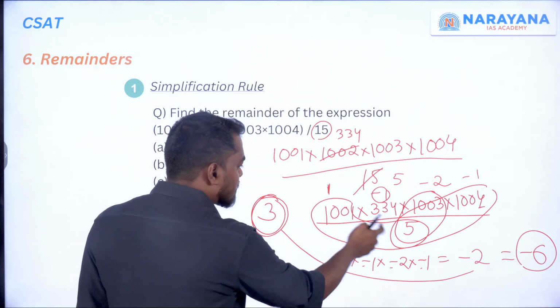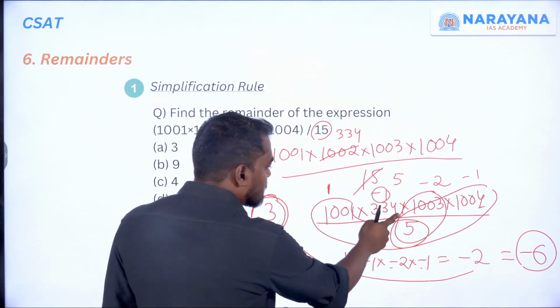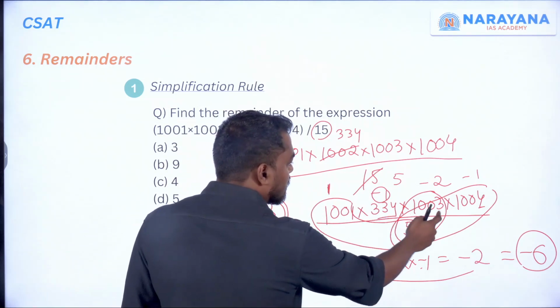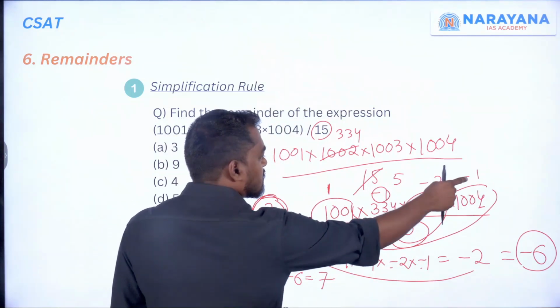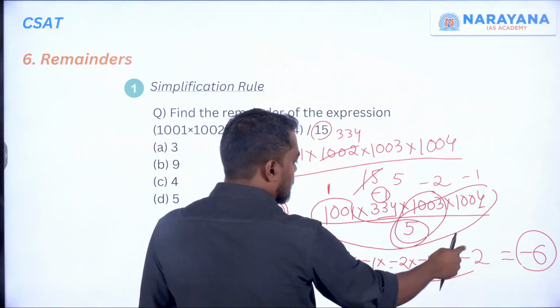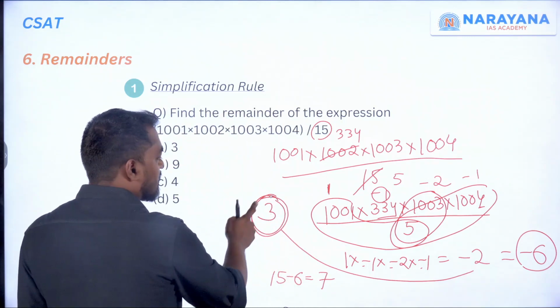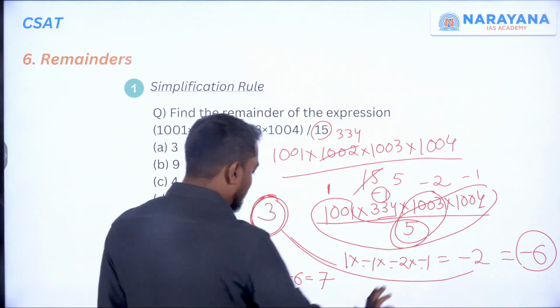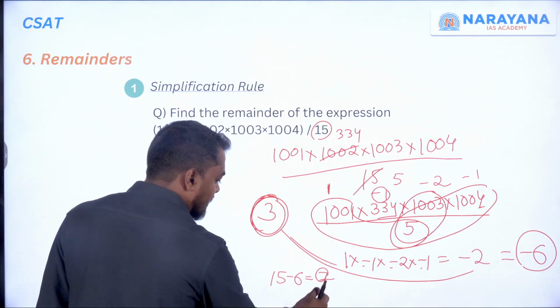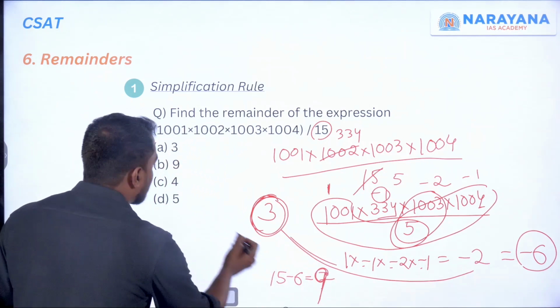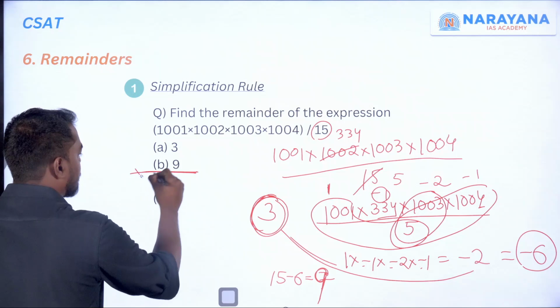So in this case 1001 is one remainder, and 334 minus 1, minus 2, here also minus 1, this is nothing but minus 2. 3 into minus 2 is minus 6. 15 minus 6 is 9. So the answer is 9.